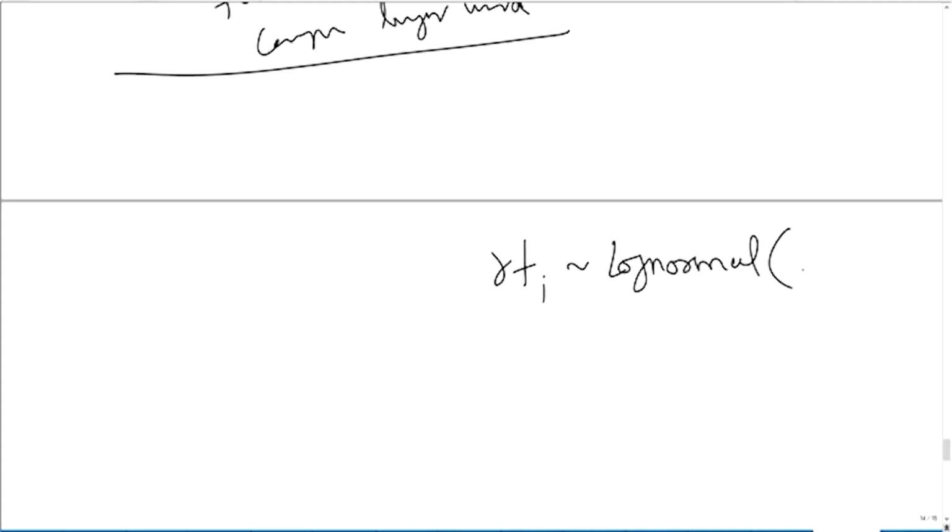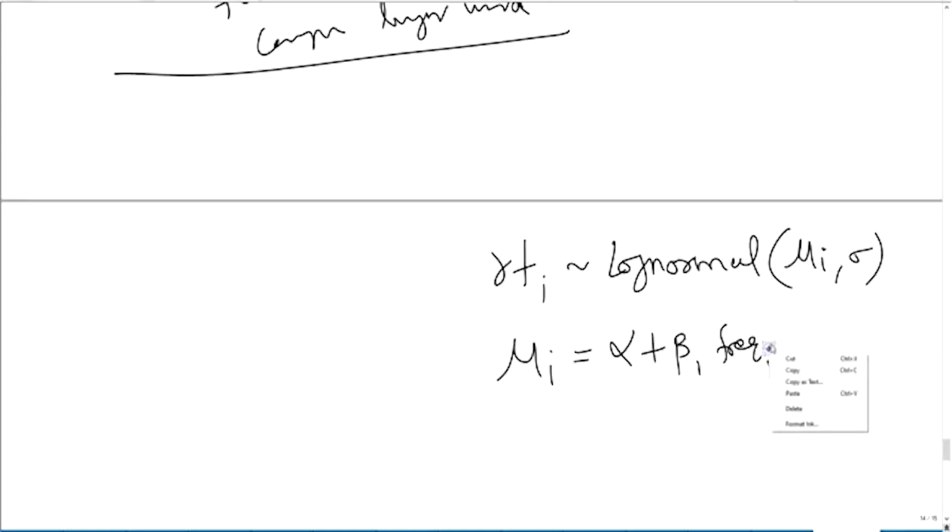Comes from a log normal distribution with mean mu i, standard deviation sigma, where mu i can be written as alpha plus beta 1 into frequency of the ith word plus beta 2 into length of the ith word. So beta 1 will give you to what extent frequency affects recognition times, and beta 2 will tell you to what extent word length affects its recognition time.